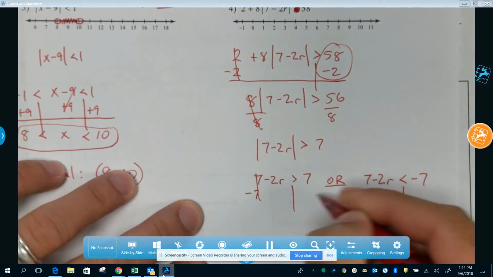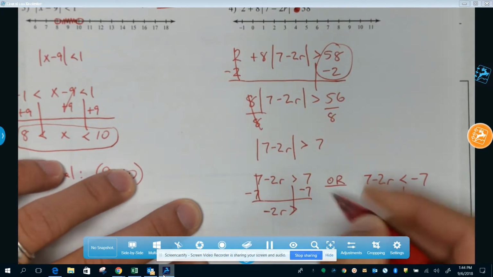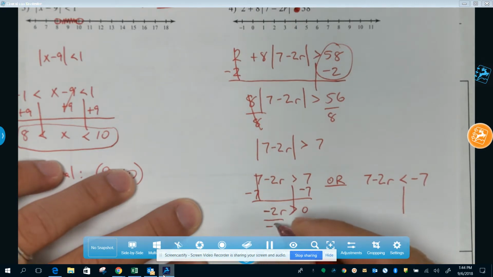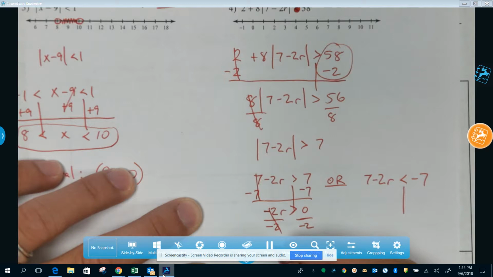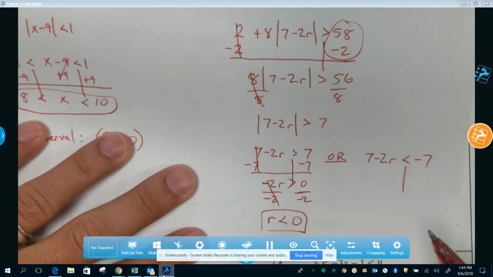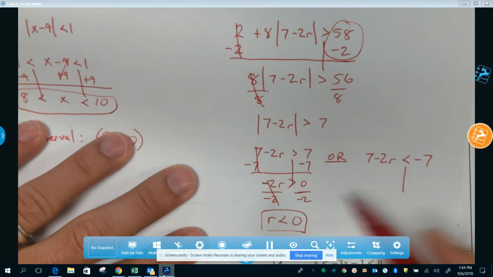We will subtract 7. So I've got negative 2r is greater than 7 minus 7, which is 0. Divide by negative 2. Divide by negative 2. When you divide by a negative, the sign flips. 0 divided by negative 2 is 0. Flip your inequality sign from a greater than to a less than here.